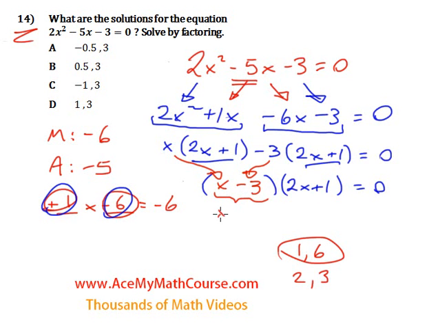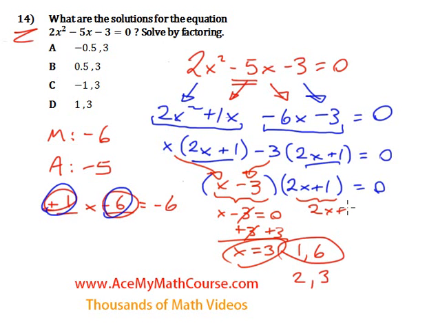So if this portion is 0 times anything, that's just 0. So I can make that equal to 0. X minus 3 equals 0. I can add 3 to both sides. So x is 3. That's one solution.